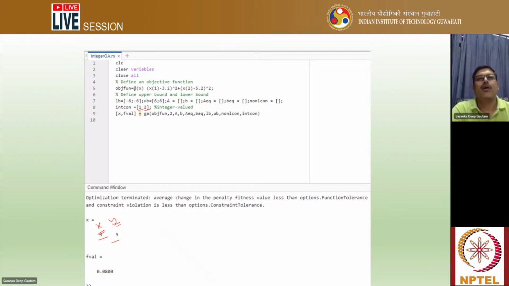But in the case of R, the package I have used, that provision is not there. You have to define a particular variable as an integer variable manually, when you are writing your objective function or the constraint function. I hope this is clear to you. So we can easily handle an integer variable or a mixed integer problem when using a genetic algorithm.